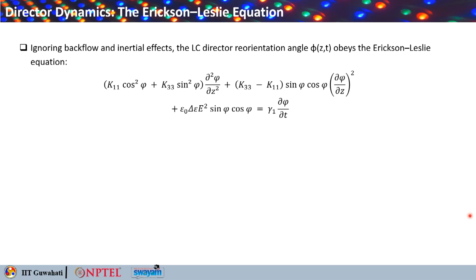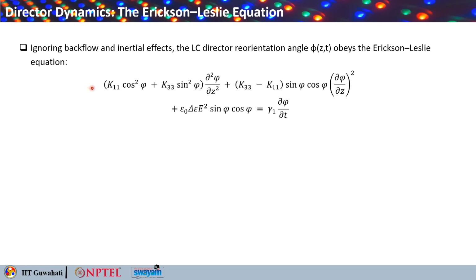Here we will see the full director dynamics equation for liquid crystal reorientation under an applied field, which is also known as the Ericksen-Leslie equation. This basically describes the director dynamics, which we will use for the response time as well. One thing to point out is that this is a nonlinear second order partial differential equation for the tilt angle phi, as a function of the position z through the cell and time t.